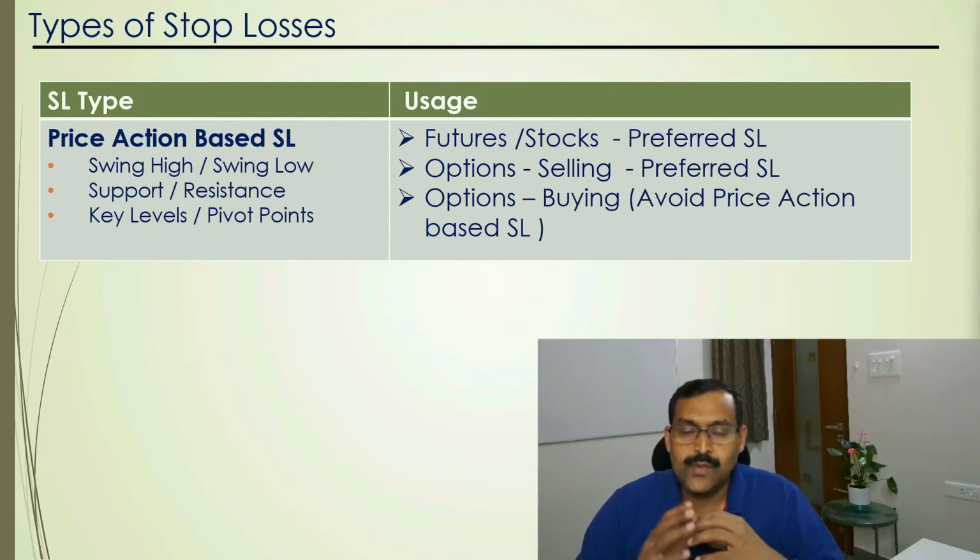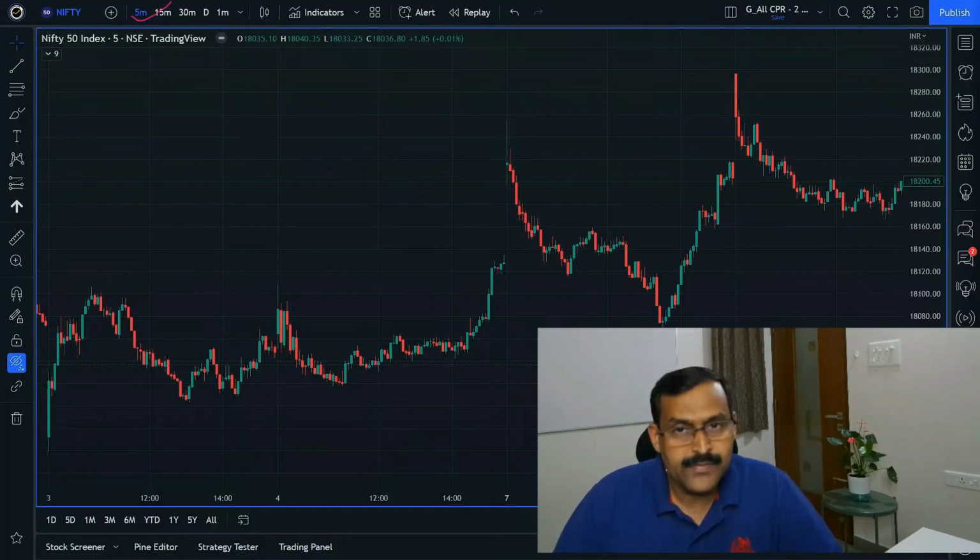The next type of stop loss is the price action based stop loss. In that you can have a stop loss at swing high or swing low, or any of the support or resistance levels, and any key levels such as CPR and pivot points. Let me explain these with the help of the chart. I have taken Nifty 50 in a 5 minutes time frame. You can choose the time frame that you are comfortable with, or the time frame in which you are trading.